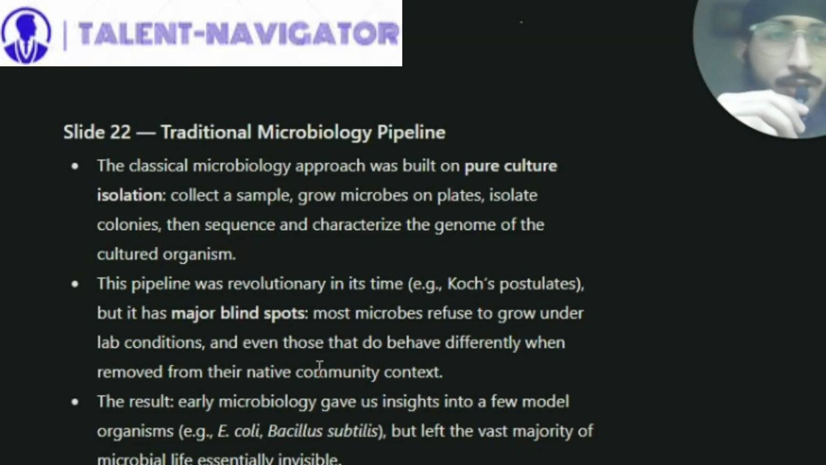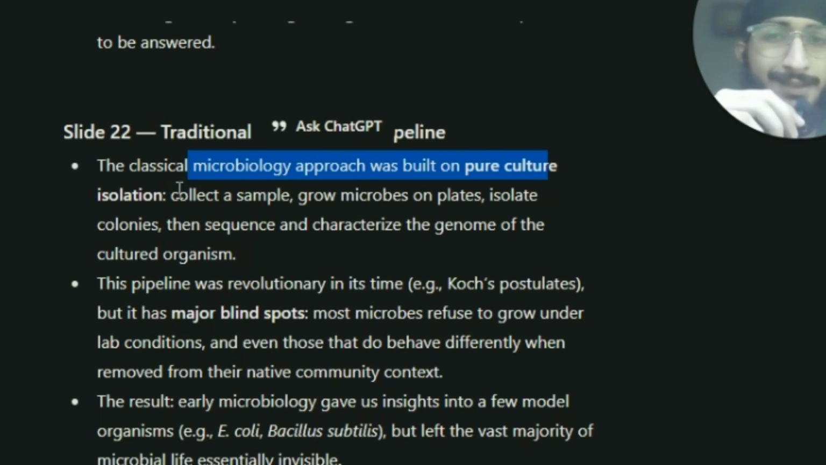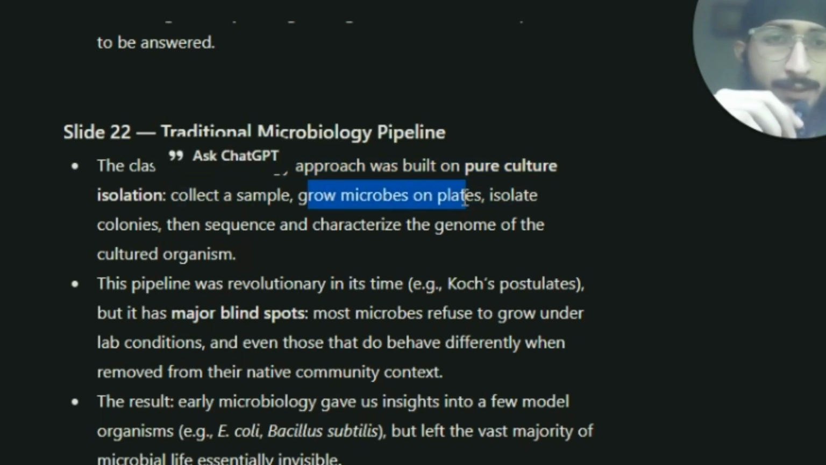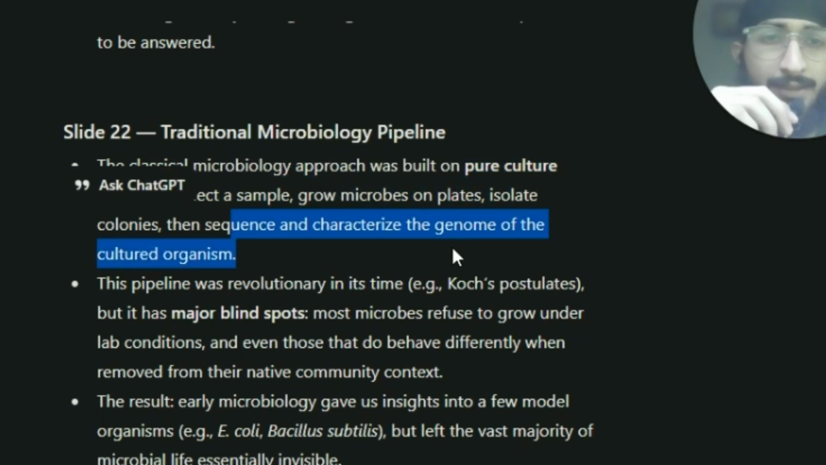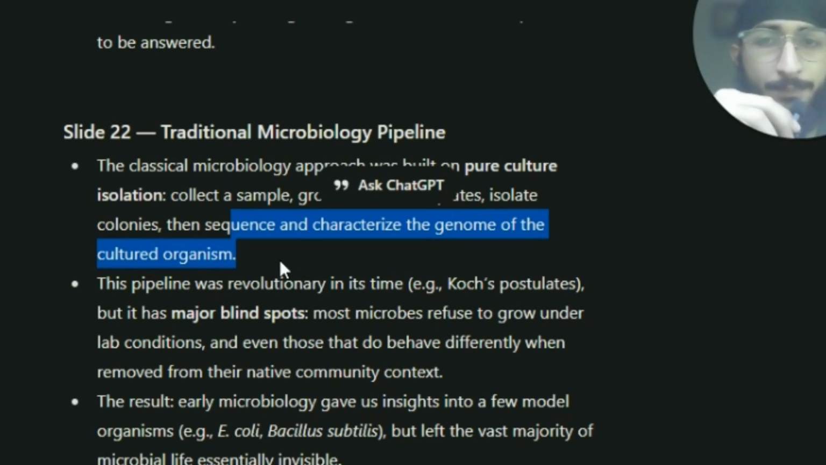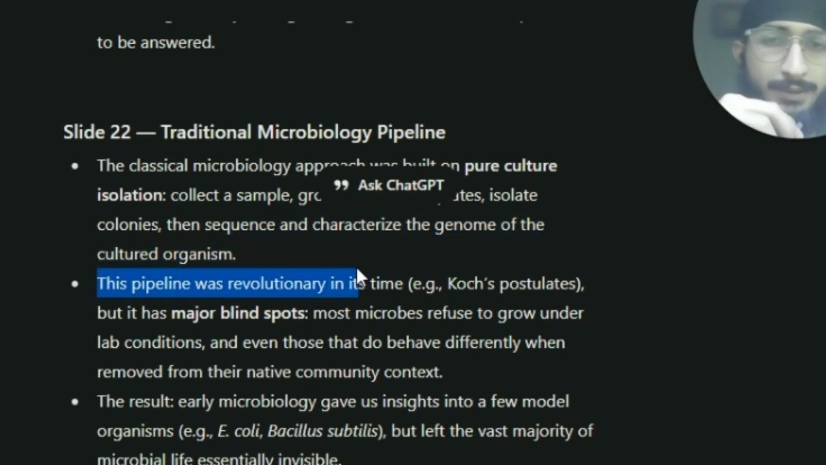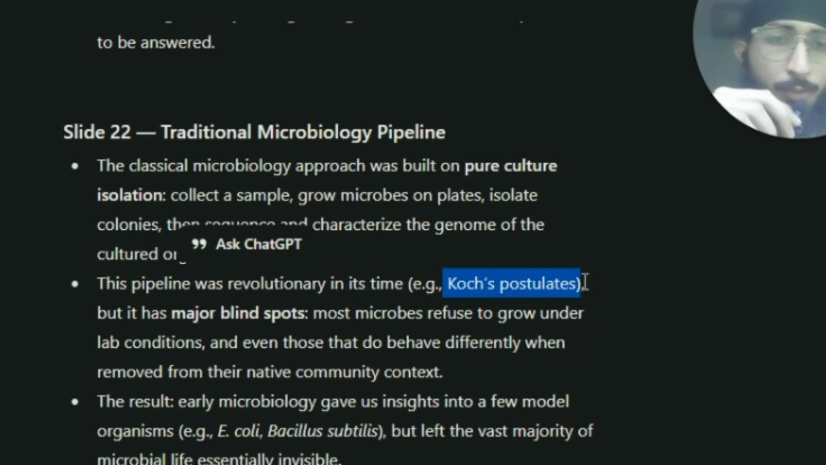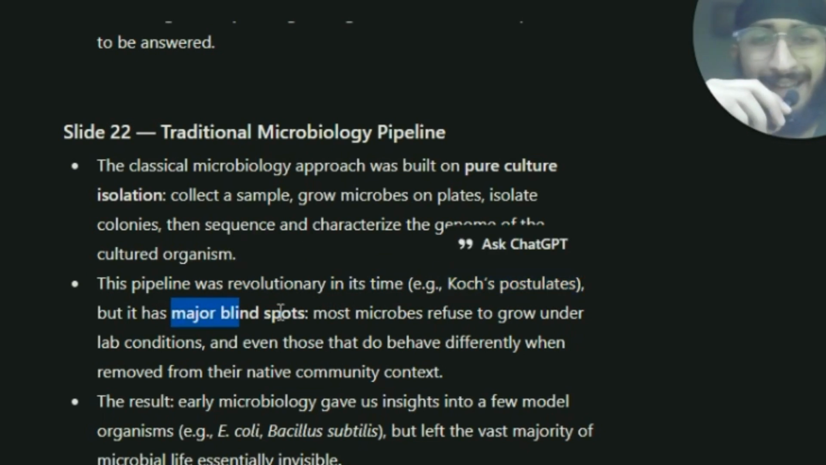So traditional microbiology pipeline, the classical microbiology approach was built on pure culture isolation. Collect a sample, grow microbes on plates, isolate colonies, then sequence and characterize the genome of the cultured organism. This pipeline was revolutionary at its time, for example, Koch's postulates, but it had major blind spots.